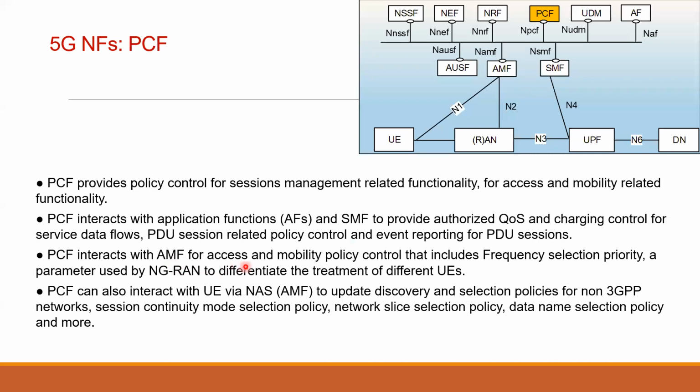So it communicates with AMF as well, and it can also interact with UE to update the discovery and selection policies for non-3GPP networks as well. So PCRF earlier used to communicate just with your TGW. Now it's communicating with both SMF, AMF, as well as UE.